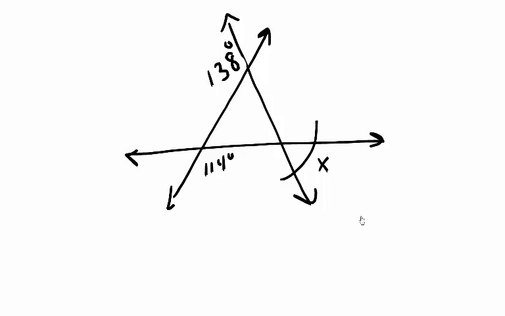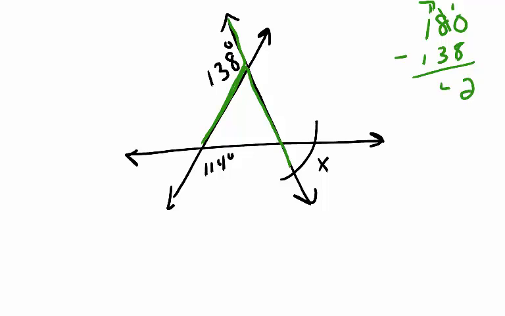Again, we'll start by remembering that the sum of the measures of our supplementary angles equals 180 degrees. So if I have an angle of 138 degrees, its supplement is going to be the difference of 180 and 138, or 42 degrees.